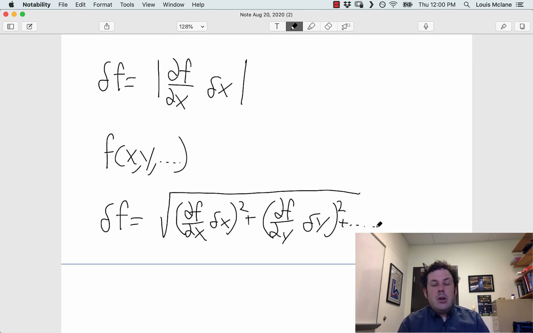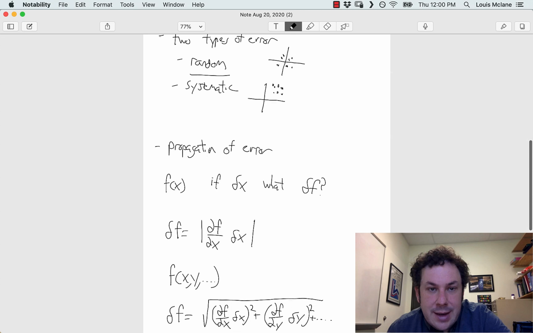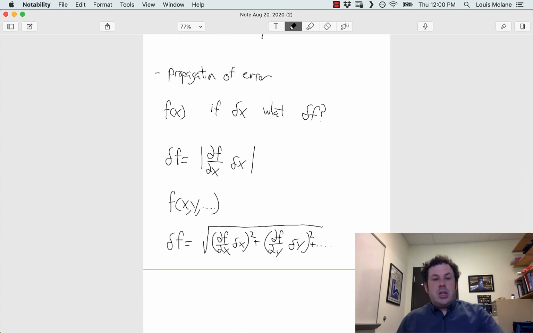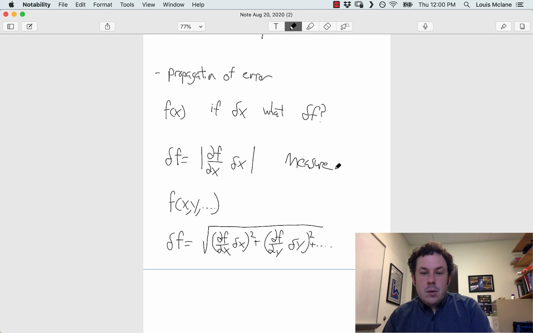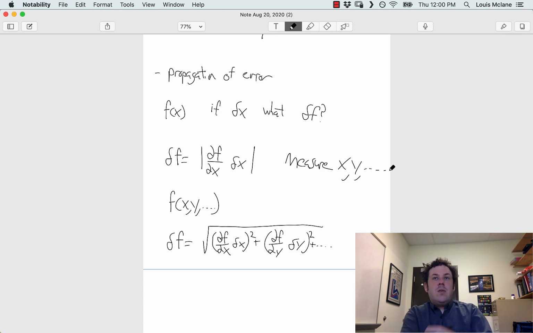Sometimes these derivatives can be a little tough, and it just depends on the function that you're evaluating. So again, let me zoom out a little bit here. The idea is if you have a function that you're interested in, a value that's a function of a bunch of other variables that you measured. So here you measure x, y, and so on. You measure all those variables, and you use those to calculate another quantity that you're interested in. The question then becomes, what is the uncertainty in that quantity?